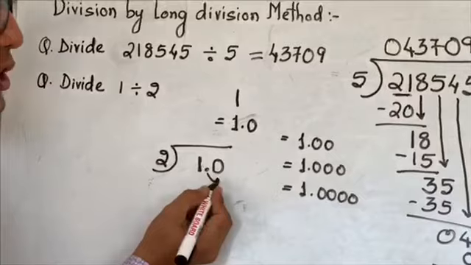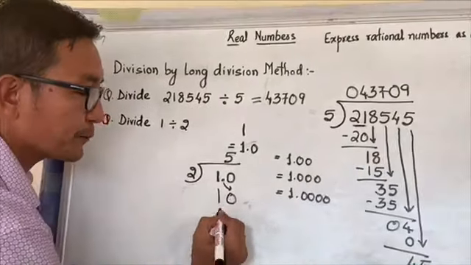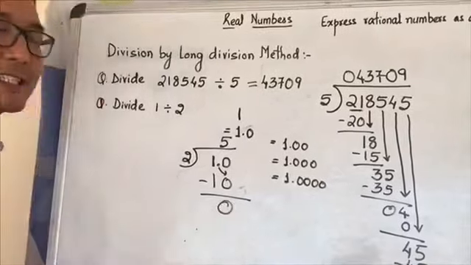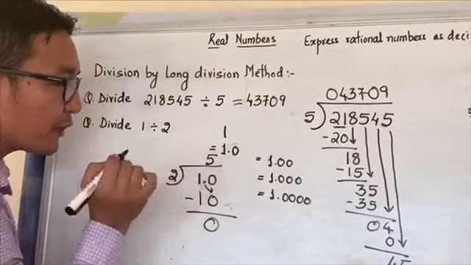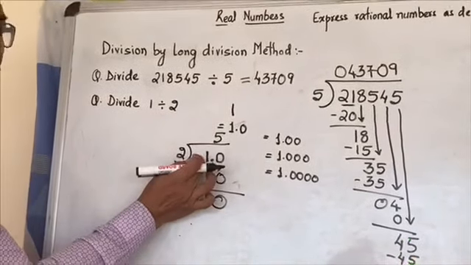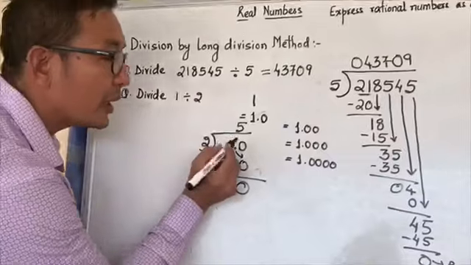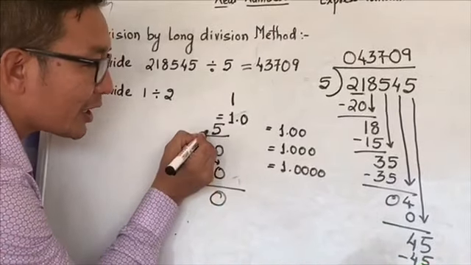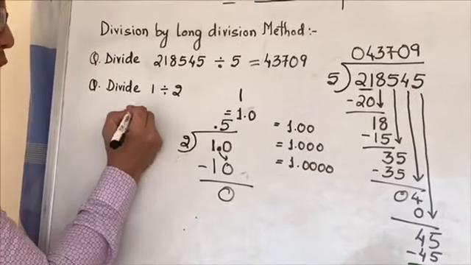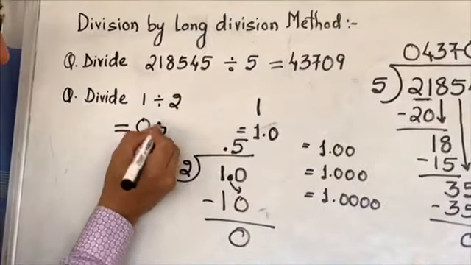So 2 into 10. 2 fives are 10. So 10 minus 10 is 0. The answer is 5. In this number, I'm going to put the decimal. So therefore, this is equal to 0.5.